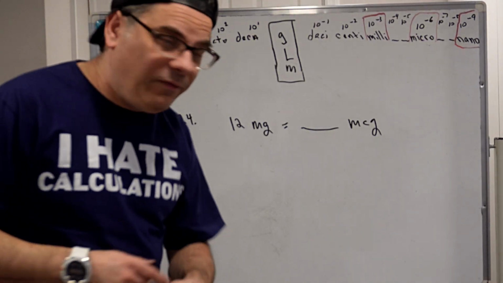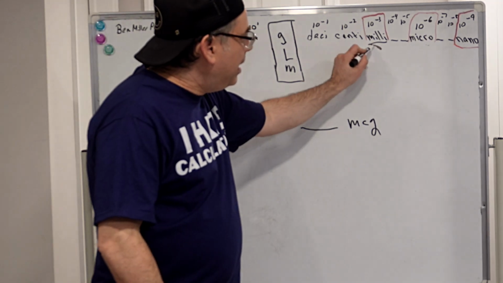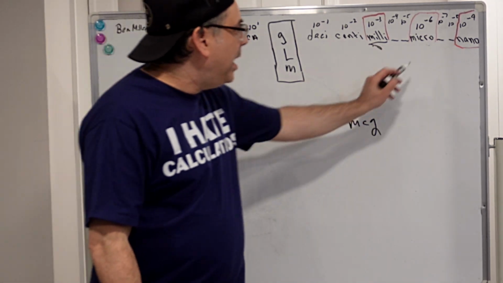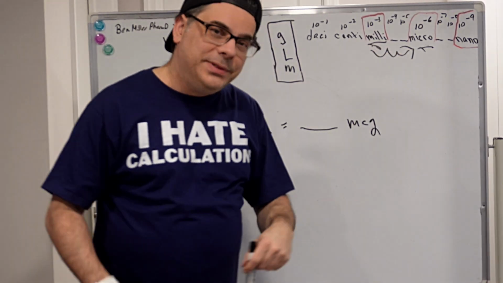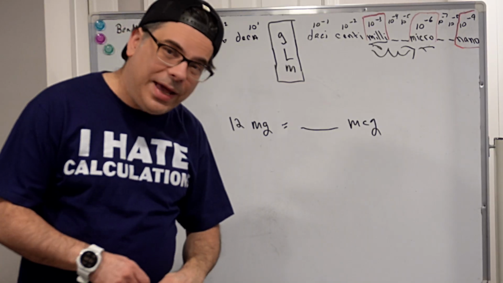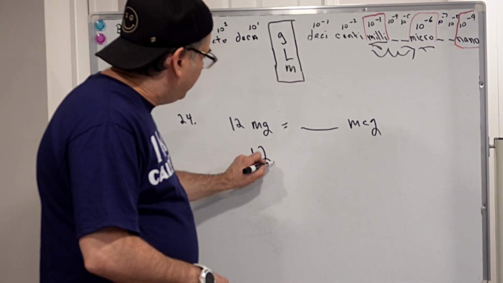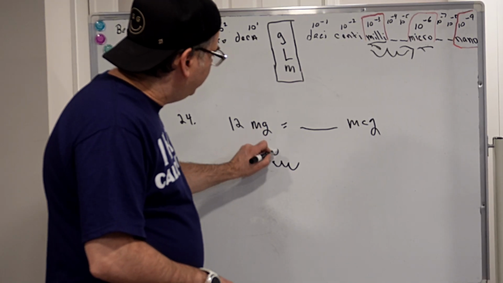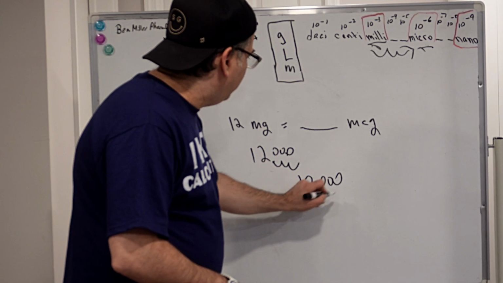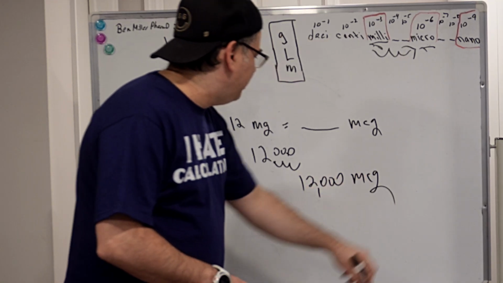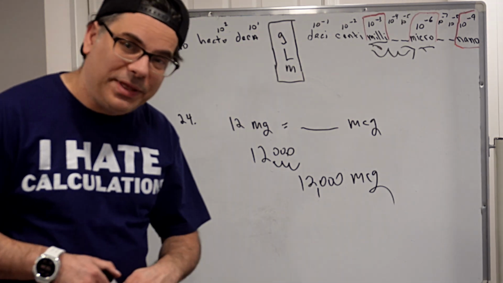Okay, question number 24. 12 milligrams is equal to how many micrograms? So milligram is over here, 10 to the negative 3. Microgram is 10 to the negative 6. 1, 2, 3. Hop, skip, and jump. 3 to the right to micro. So we have 12, 1, 2, 3. That gives us 12,000 micrograms. 12 milligrams is 12,000 micrograms.